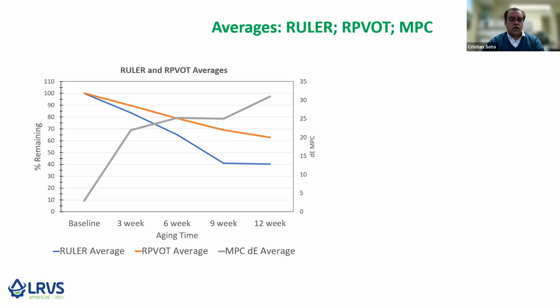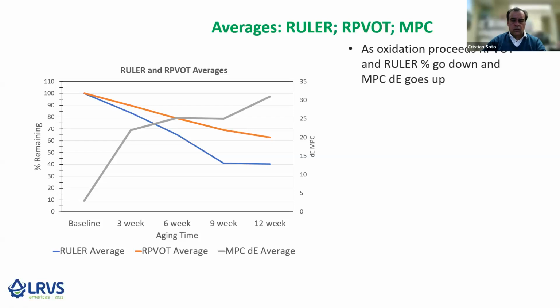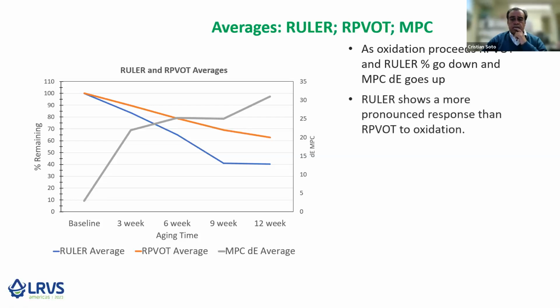So here we see as the ruler drops in the blue line and the RPVOT drops in the orange line, we see an increase in the MPC value. This makes perfectly good sense. This is kind of what one would expect. However, keep in mind that these are average values. We also notice that the ruler is showing a more pronounced response to oxidation than RPVOT, once again, on average.